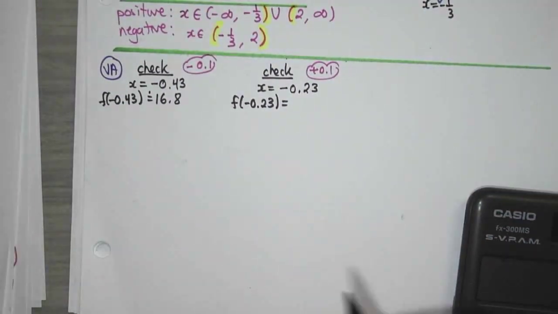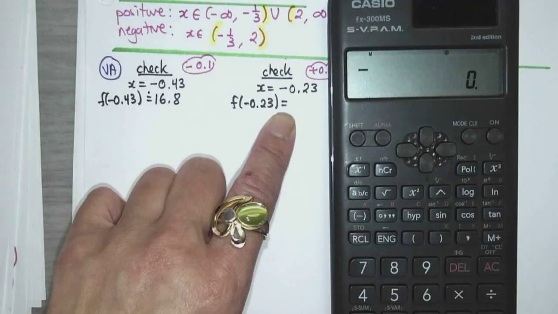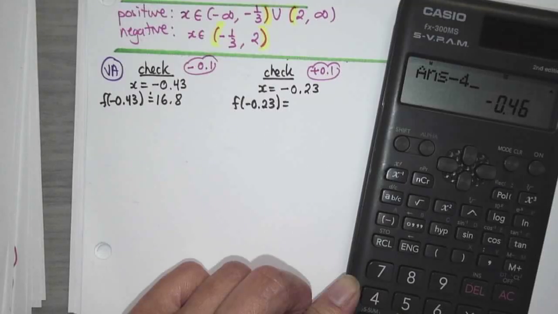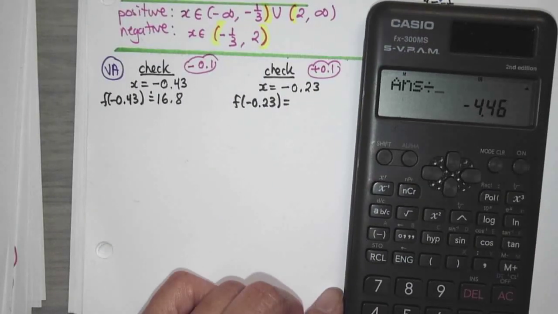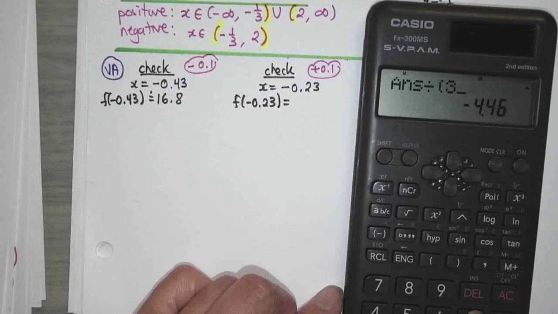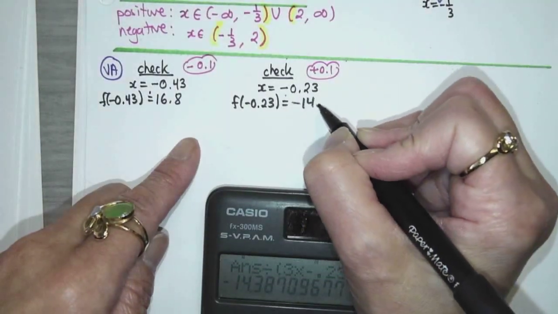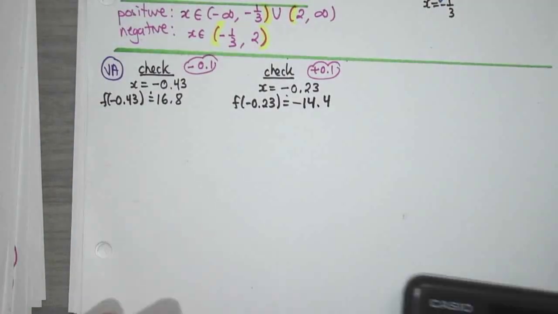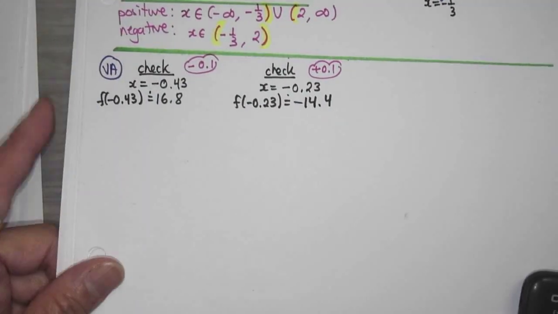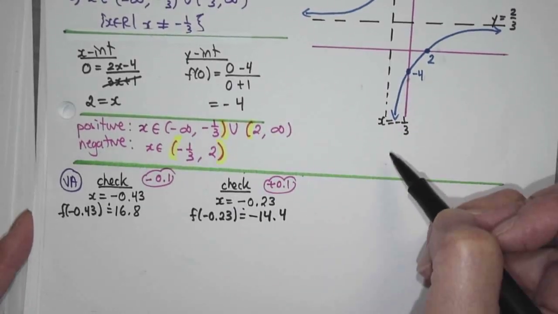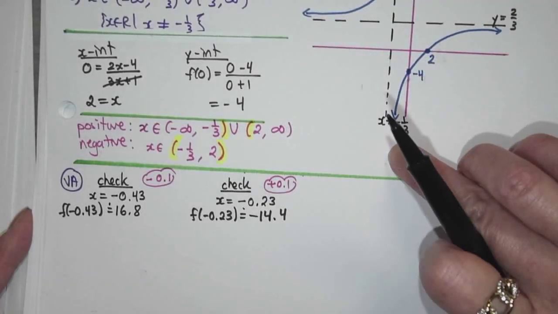When I put in 0.23, let me try that again. So I'm going to go 2 times negative 0.23 minus 4. I finish the top, divided by bracket 3 times negative 0.23 plus 1, close my bracket. I got negative 14.4, so approximately negative 14.4. Again, not a really big negative number, but in comparison to my graph, which is at 0.6, negative 14 is quite far down. So then it's still telling you the same information.